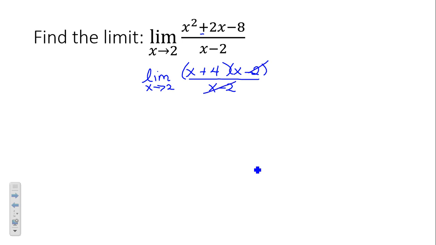And now what is the limit as x goes to 2? X plus 4, we sub in 2. 2 plus 4, we get 6. And that's our answer. So let's look at what this looks like in graphical form.